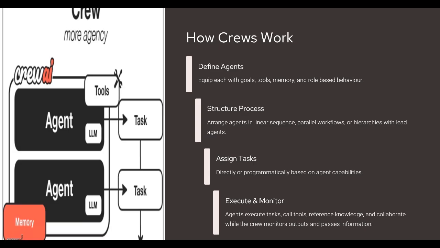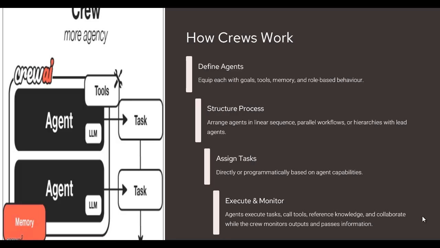Here's how a crew operates in real time. You define each agent, equipping them with goals, tools, memory, and role-based behavior. You structure the process, whether agents will collaborate in a linear sequence, work in parallel, or in a hierarchy, with a lead agent delegating to others. You assign tasks either directly or programmatically based on agent capability.